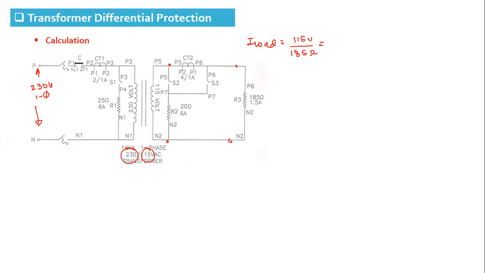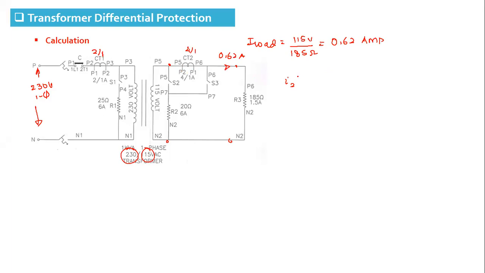One 115 by 185. Yes. 0.62 ampere. This current. This is a 4 by 1 CT. This is a 2 by 1 CT. So what is the secondary current?